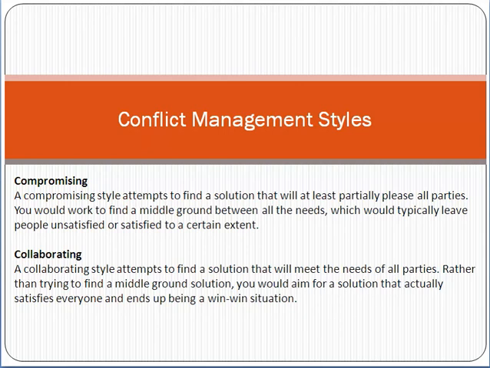Compromising means partially satisfying the parties and stakeholders. Basically it is not the complete solution, it is just partially satisfying both parties. Friend, remember one thing: compromising doesn't mean that you fulfill all the requirements of the stakeholders or the parties. You are just trying to partially satisfy the parties to some level. Okay, that is called compromising.